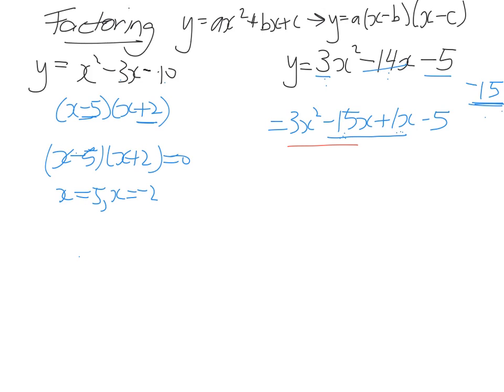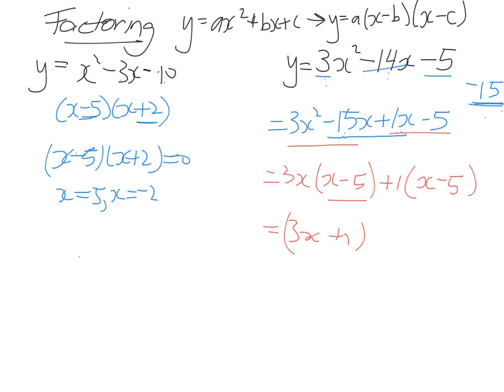So we look at the first two. We've got 3x squared minus 15x, and we can take out a common factor of 3x. So we've got 3x, and we're left with x minus 5. We do the same thing here. We want to be left with x minus 5, so we take out 1, and we've got x minus 5. And then from there, we've got 3x plus 1, and then x minus 5.